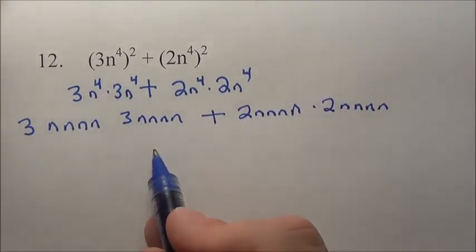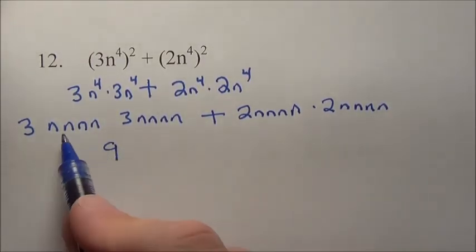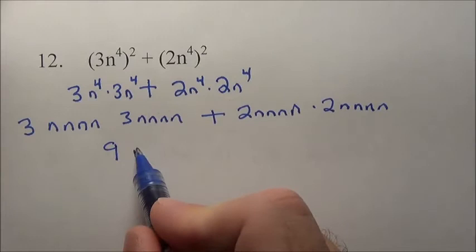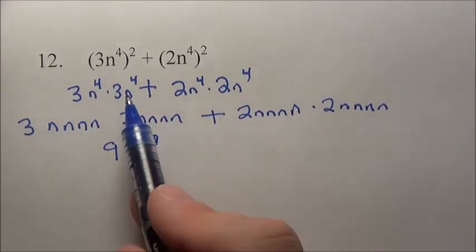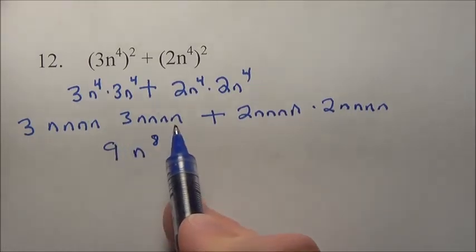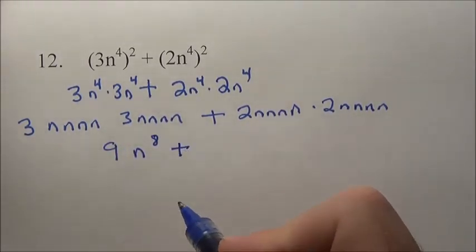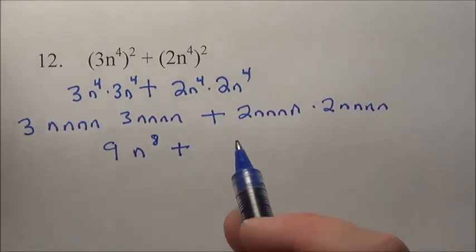Most of us are going to skip from here down to here because we can see 3 times 3 is 9, not 6. n to the 4th times n to the 4th, that's going to be n to the 8th. Even if you go from here to here, you better in your mind be visualizing this right here. That's what you need to see. It's important we understand things instead of memorizing a bunch of silly rules.